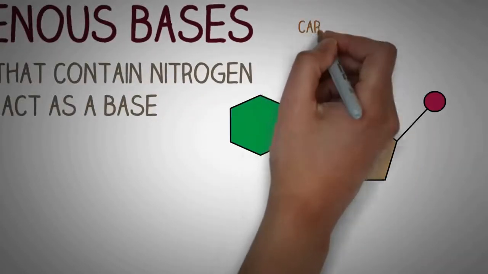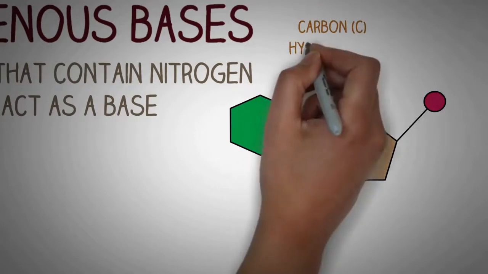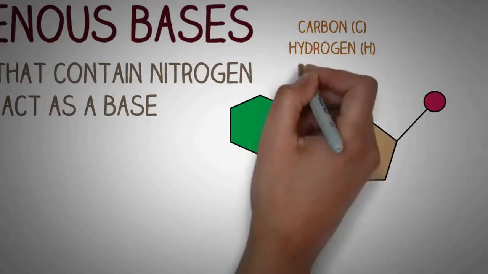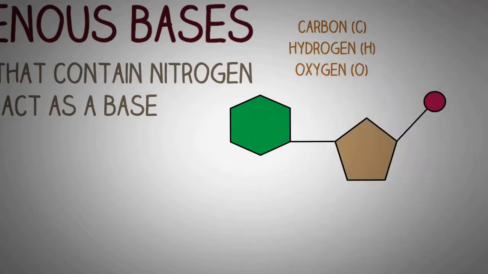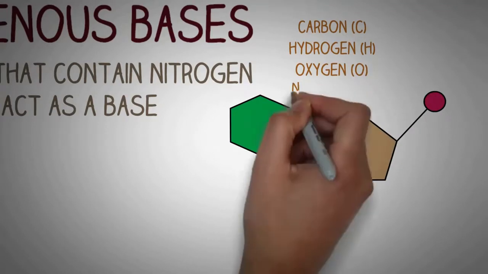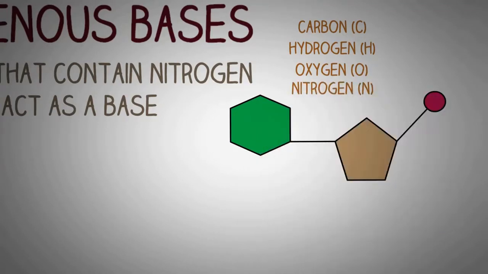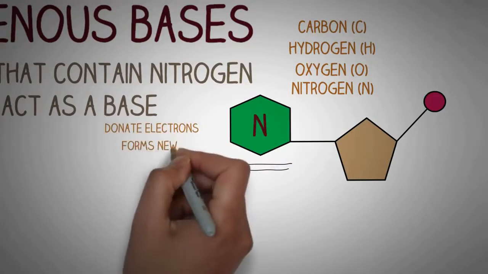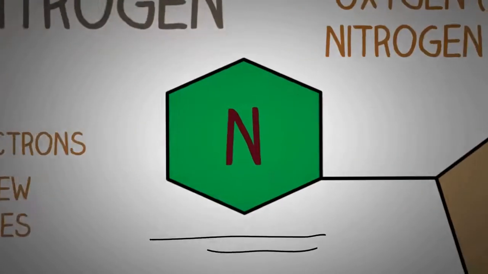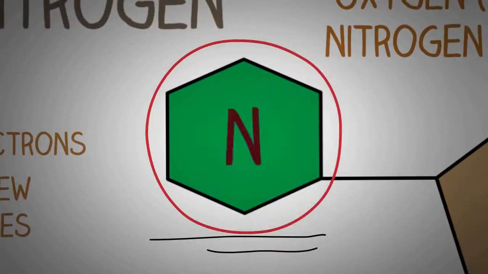Now, most of you know that the human body contains organic chemicals which have carbon, hydrogen and oxygen in varying amounts. In nitrogenous bases, nitrogen combines with all of these atoms to form ring-like structures. These molecules are called bases since they can donate electrons to other molecules and form new molecules in this process.